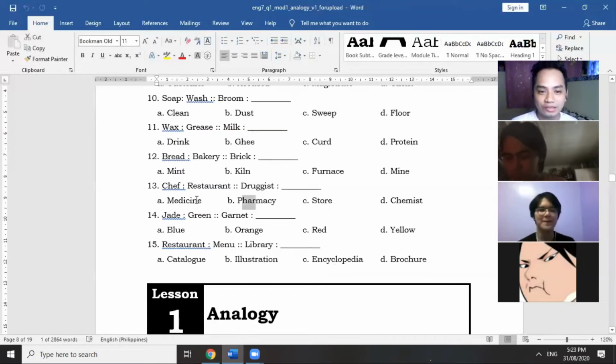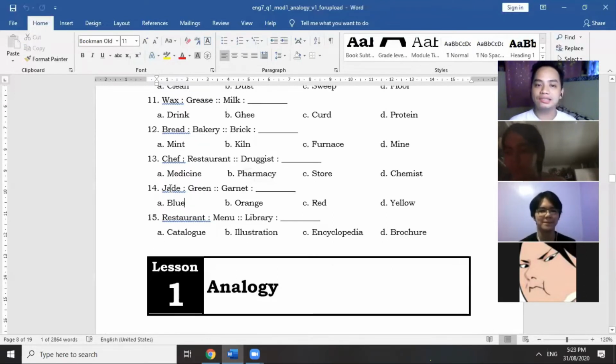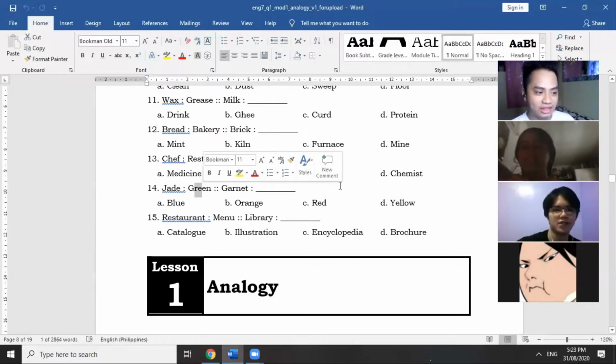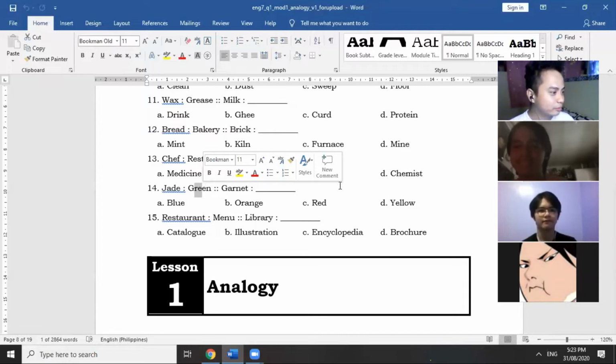Let's go to the next part. Jade refers to the color green. The color of jade is green, while the color of garnet is what color is garnet then? Garnet is color red. Who answered, people? Red, sir. Red, very good. That's the color of garnet.